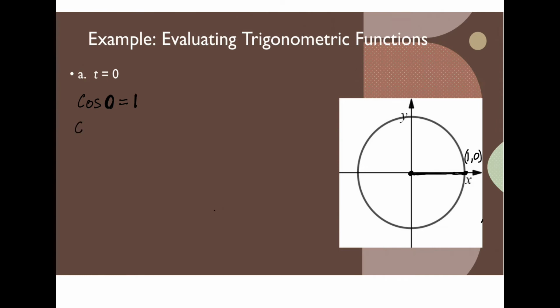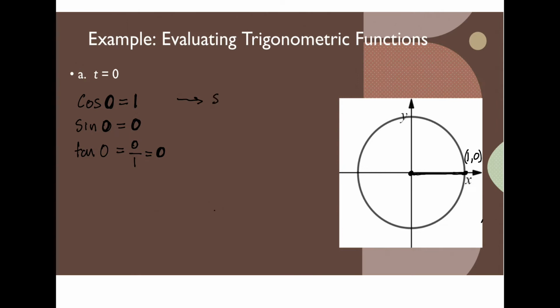Sine of 0 is actually the y value of the point on the unit circle. So this is actually 0. The sine of 0 is 0. What about tangent? Well, tangent would be y over x. So in this case, our y value is 0 and the x value was 1. So the tangent of 0 is also 0. Let's do these other ones.